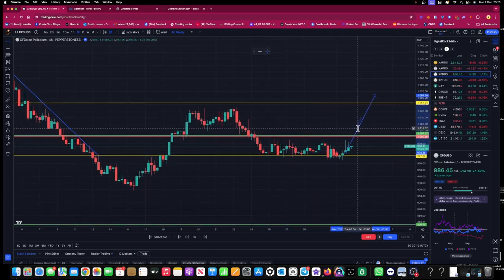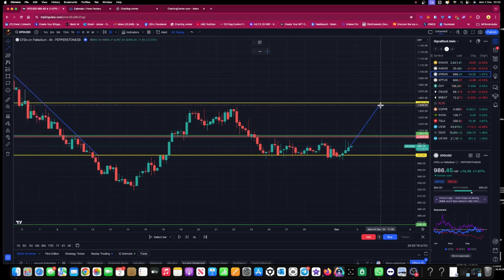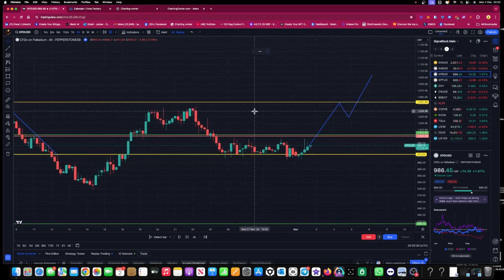If it breaks out, then it may do this, it may not, who knows? It could go any way. It might do that, or it might do this. I'm just outlining the possible options.